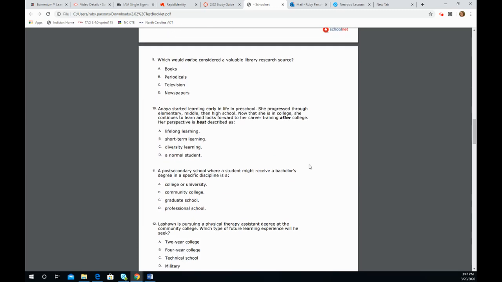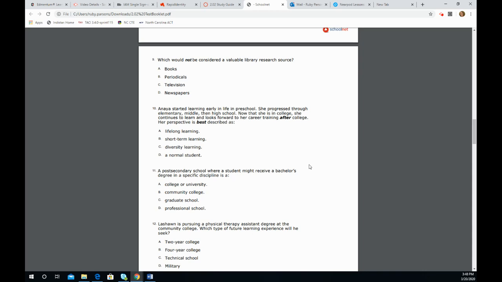Number 9, which could not be considered a valuable library research source? Books, periodicals, the television, or the newspaper? Which of those is not a valuable library research source? And that one would be the television, because you're going to find books in the library, you're going to find periodicals and newspapers.